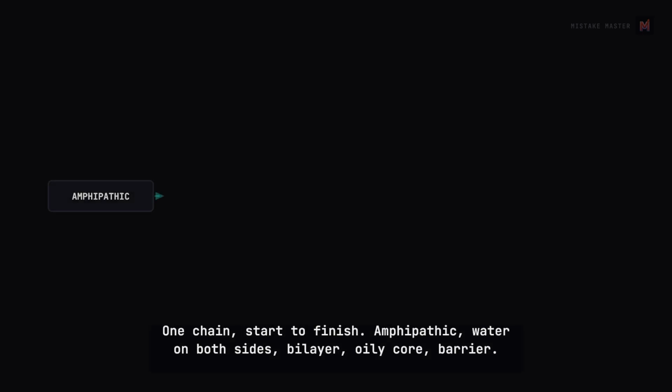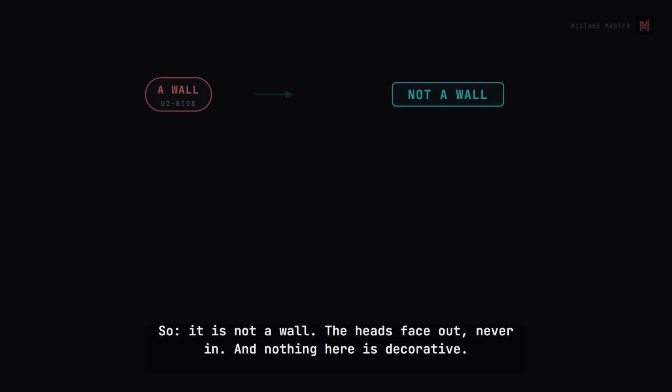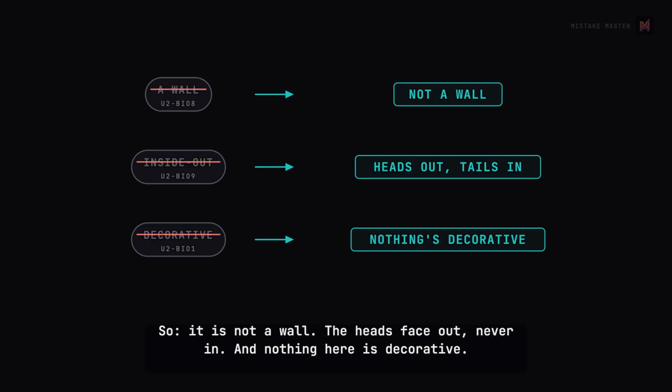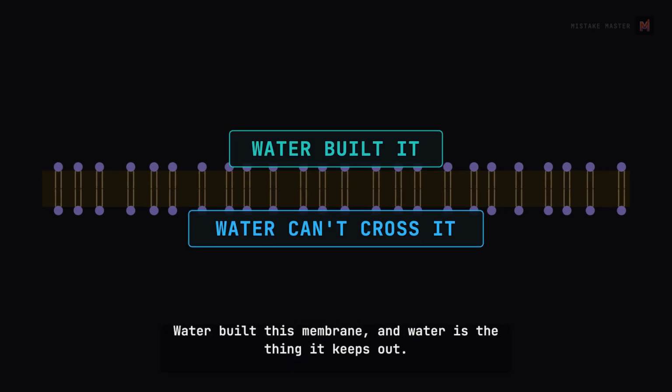One chain, start to finish. Amphipathic, water on both sides. Bilayer, oily core, barrier. So, it is not a wall. The heads face out, never in. And nothing here is decorative. Water built this membrane, and water is the thing it keeps out.